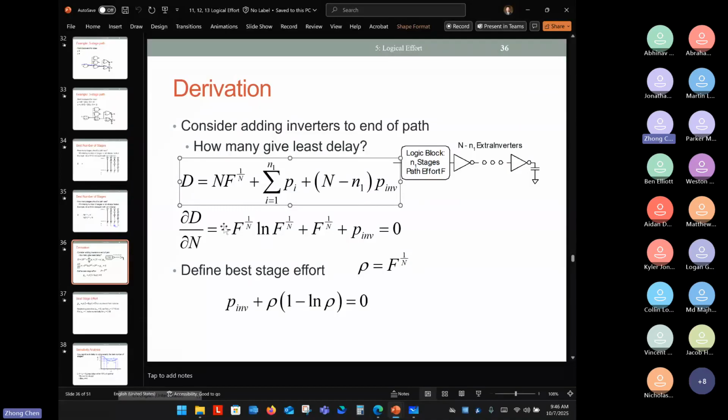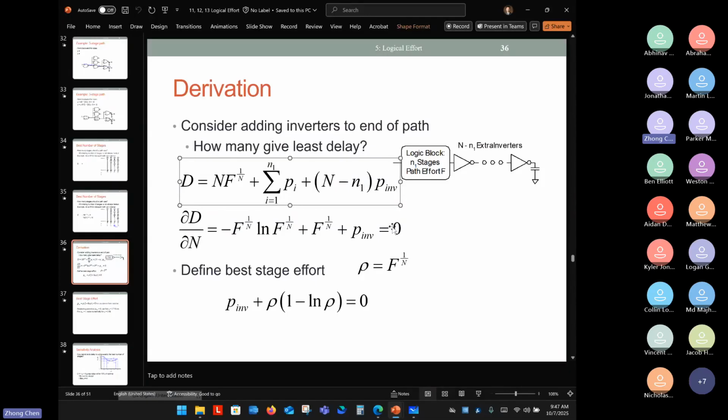All right, I will skip all the math here. You can see you have N here, f to the power of 1 over N here, and you do the derivative with respect to N and you will get this term. This other part is a constant value, so it will be gone. If you have an N here, the derivative of N will be the P inverter. So this will be the equation. In order to get the smallest D in terms of the number of stages, I want this derivative to be equal to 0.